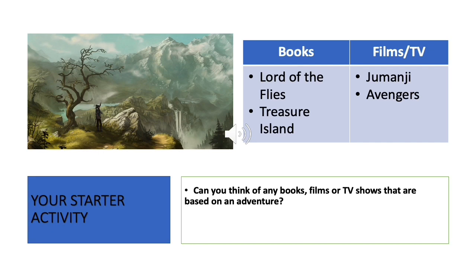Your starter activity today: draw a table with books down one side, films and TV down the other. Take a couple of minutes. Can you think of any books, films or TV shows that are based on an adventure? I've given you four examples here. For books, I have Lord of the Flies, a GCSE text, and Treasure Island. For films and TV, Jumanji or The Avengers. Can you think of any more? Add them to your table. Pause this now and only give yourself about 2 minutes.